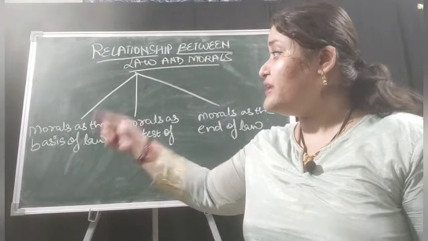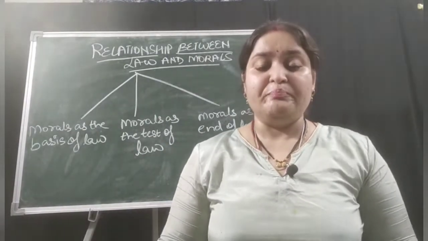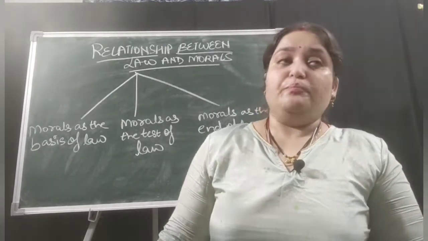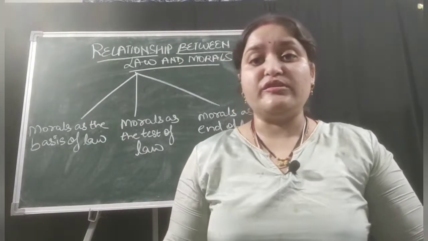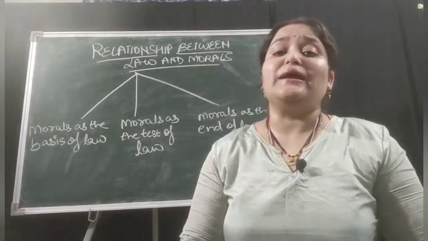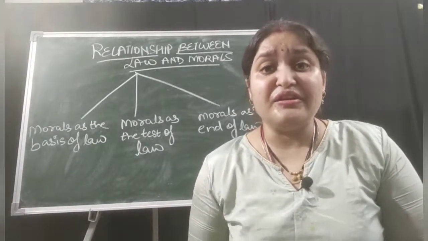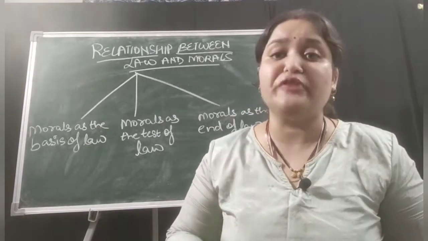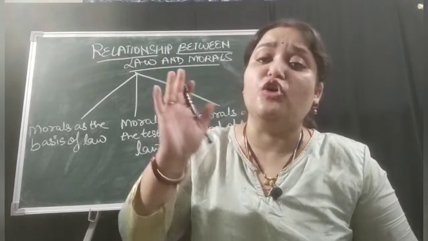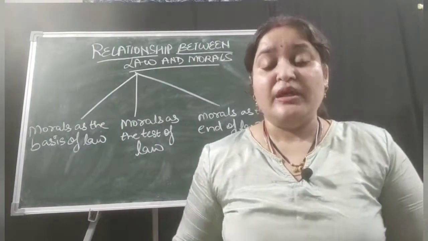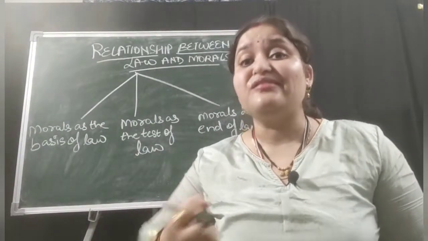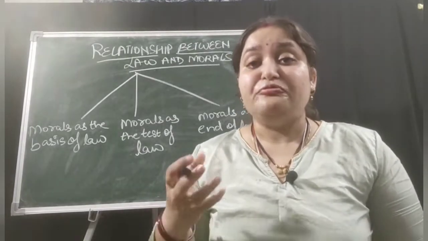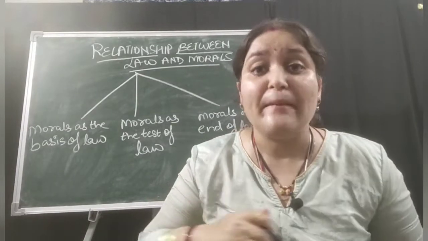So let's discuss the first one, morals as the basis of law. In the very old age societies, morals were the basis. Everyone used to consider morals as supremely important. Morals were considered as the rules, and the sanction behind them was fear. I'm not talking about today's time, I'm talking about societies which existed long years back. At that time, morals were considered as the law. They were not in any written form, and fear was the basis of the establishment of the morals.